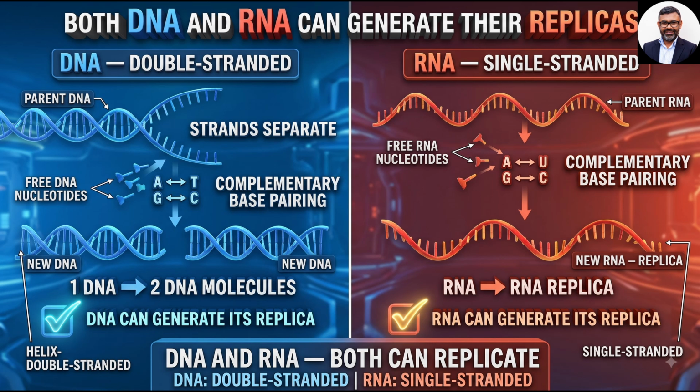Now look at the right side. This is RNA, single-stranded RNA. RNA can also generate a complementary RNA copy in systems where RNA replication occurs, such as RNA viruses. Here, complementary RNA nucleotides pair with the RNA template. Remember the important difference. In RNA, A pairs with U while G pairs with C. A new RNA strand is then produced. So both DNA and RNA have the ability to generate replicas.